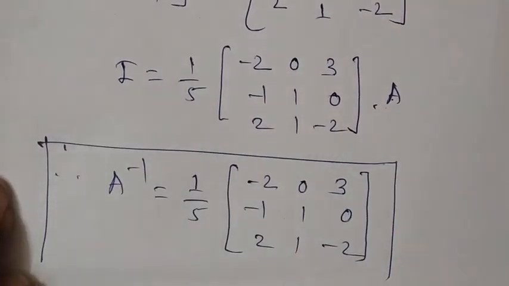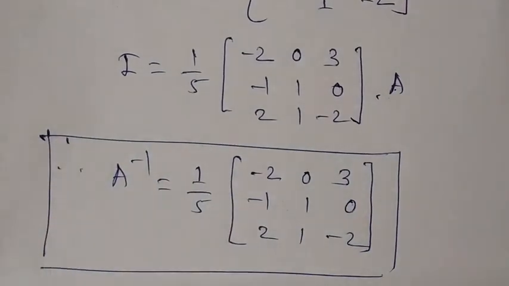Using column transformation, you can easily do this with numbers. So this is again the simplest method. It is very easy to find the inverse of any matrix using column transformation. Hope you understood. This is the format.